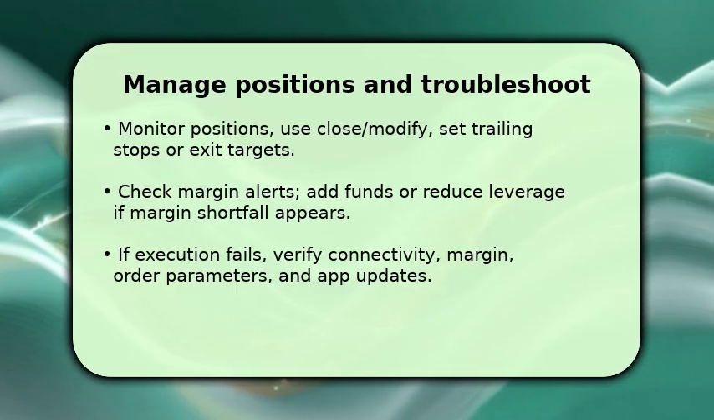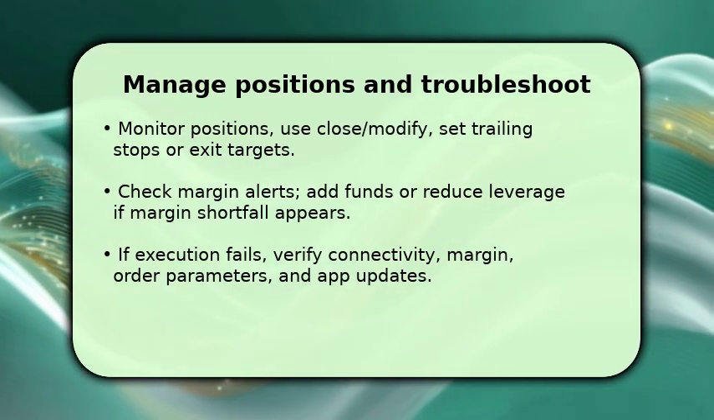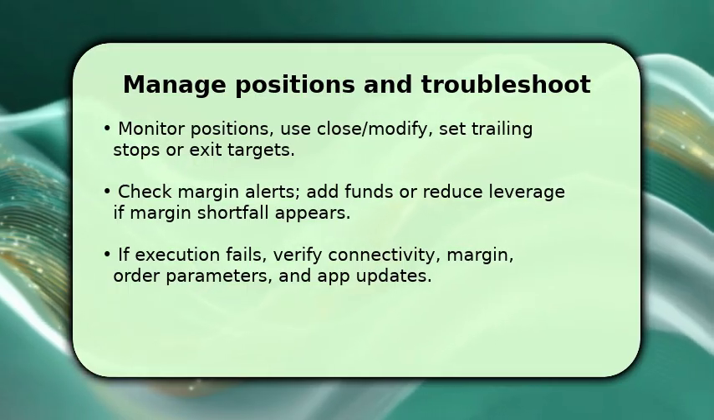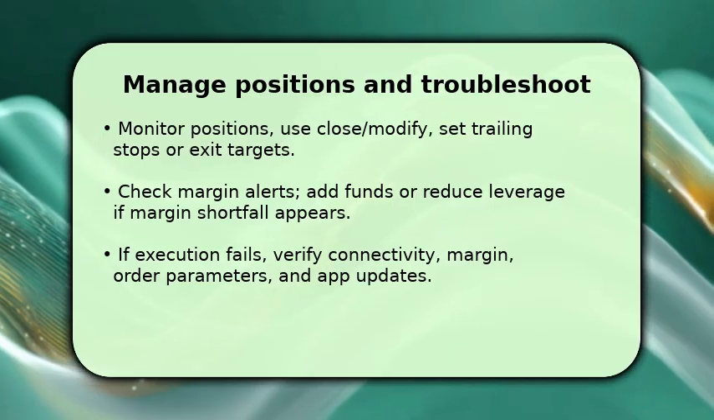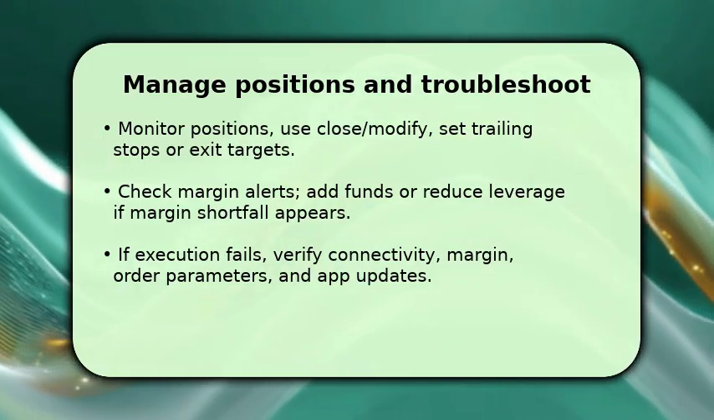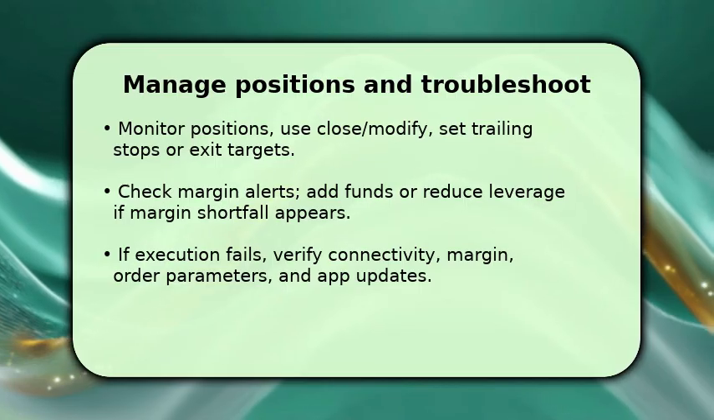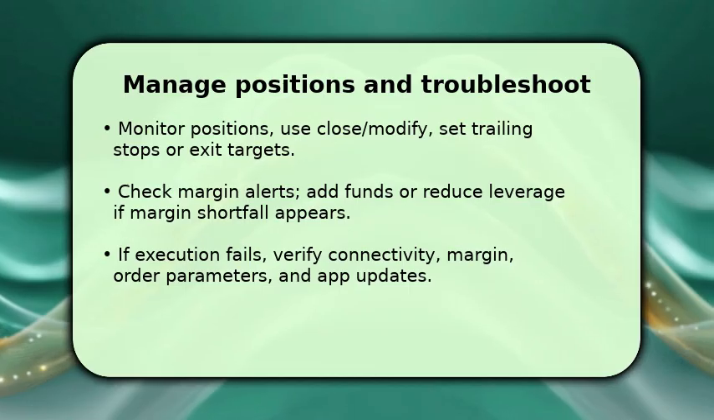Keep an eye on margin alerts. If a shortfall appears, add funds or reduce leverage immediately to avoid auto-square off. If an execution or placement fails, first verify your internet connection, confirm sufficient margin, and recheck order parameters. Also make sure the app is updated. That troubleshooting step resolves most issues fast and keeps trades under control.